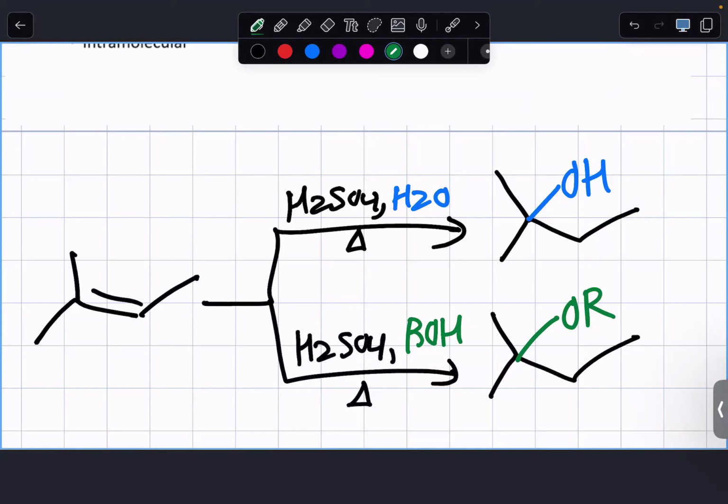It's the same exact mechanism, same exact reaction, hydration, just different nucleophiles. If you add water in, then you get OH. If you add alcohol in, you get OR. And the R depends on what the R group of the alcohol is. But the same exact mechanism happens.